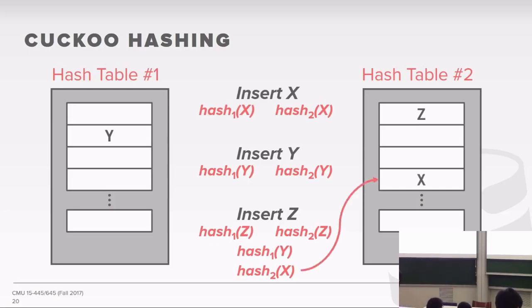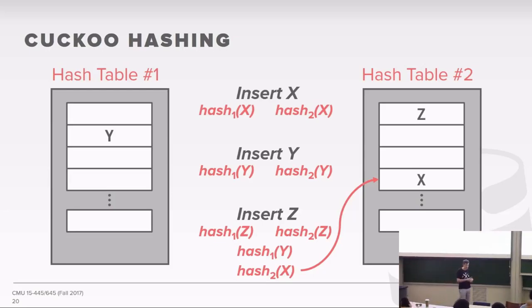Right? So again, the lookups are going to be really, really fast because I'm going to apply two hash functions, and I'm guaranteed to look right there and find what I'm looking for. In the case of insert, the worst case scenario is that I basically reshuffle everything, because if I take something out and try to put it in the other hash table, that slot's already taken. So then I've got to take that out and probably put it into another slot.